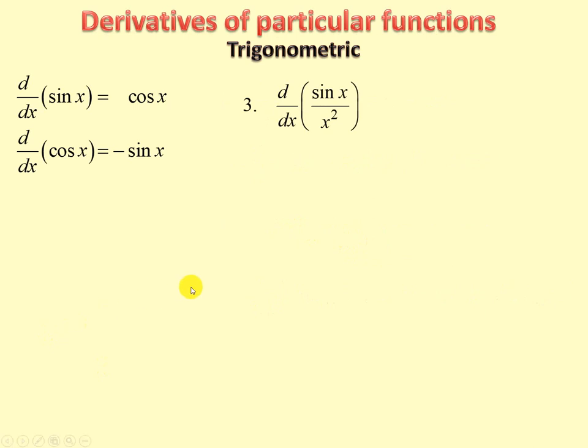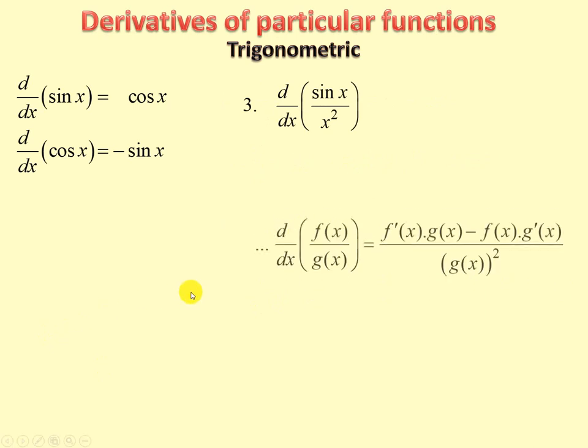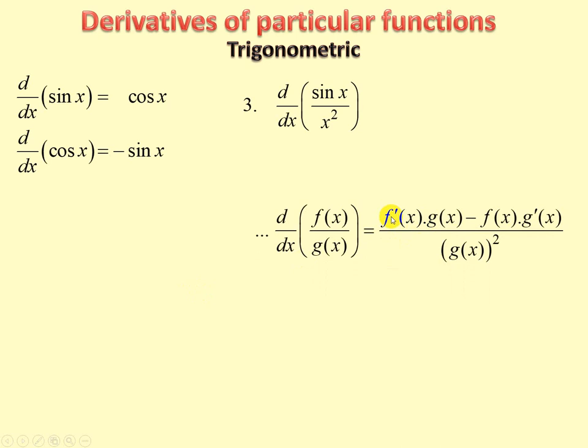Let's differentiate a quotient. There's the rule for the quotient: u prime v minus u v prime all over v squared. That's if we're differentiating u over v, two functions in x. Your u here is sine and your v is x squared.